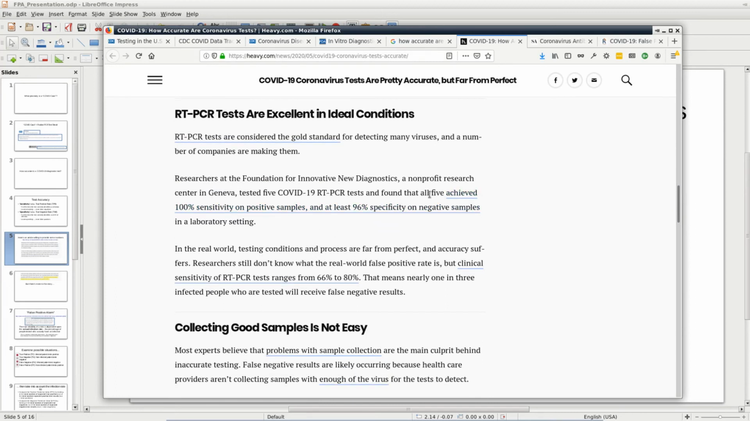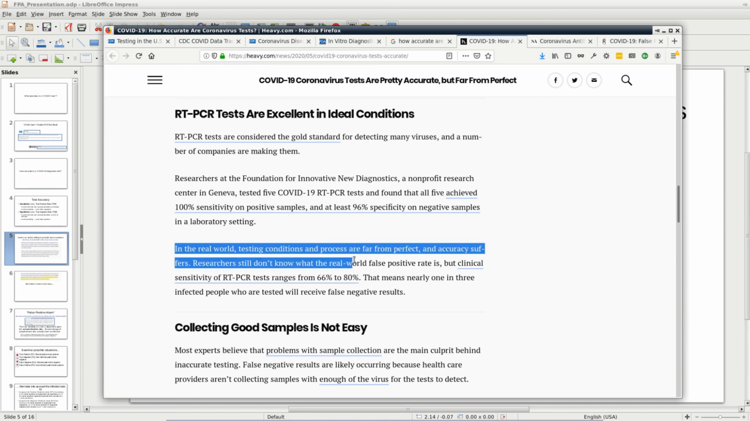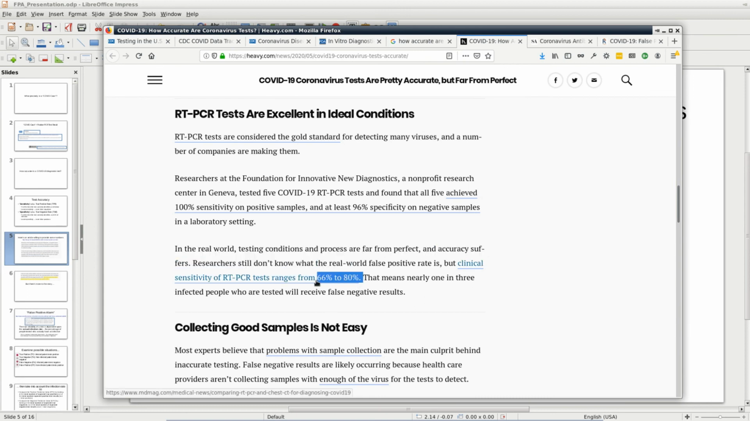So it says that in the lab, there was 100% sensitivity on positive samples and at least 96% specificity on negative. But that's in a laboratory setting, so in the real world, testing conditions aren't perfect. So they give us a range of 66 to 80% for sensitivity. So that's good, we got some numbers to work with. We got 66 to 80% sensitivity, and we're saying 96% specificity. Great.